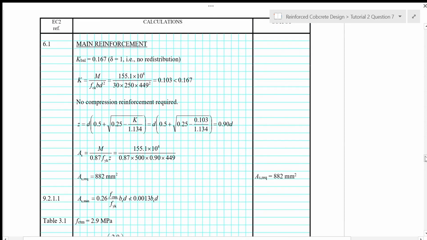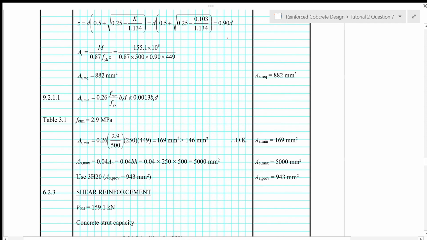So for the main reinforcement design, the K balance is 0.167 and the K calculated is 0.103, so it's less than K balance, so no compression reinforcement is required. And then we calculate moment arm Z, and it is 0.90d, and As required as calculated is 882 square millimeter.